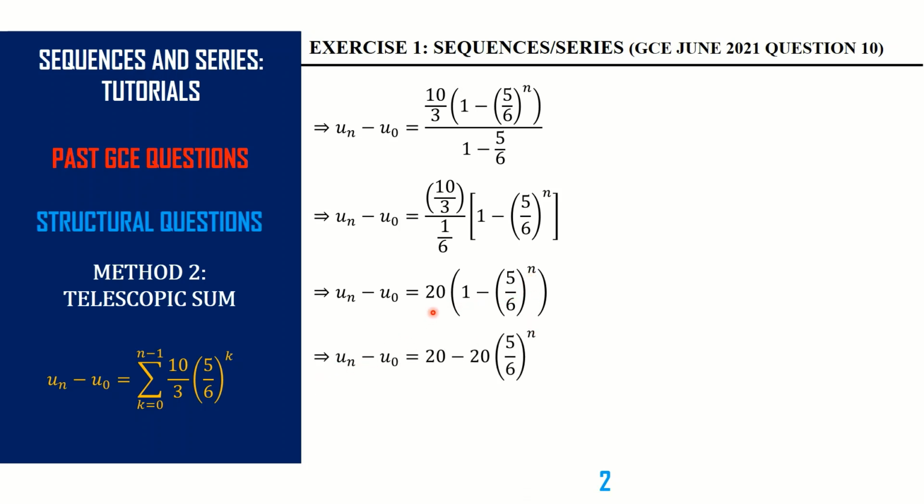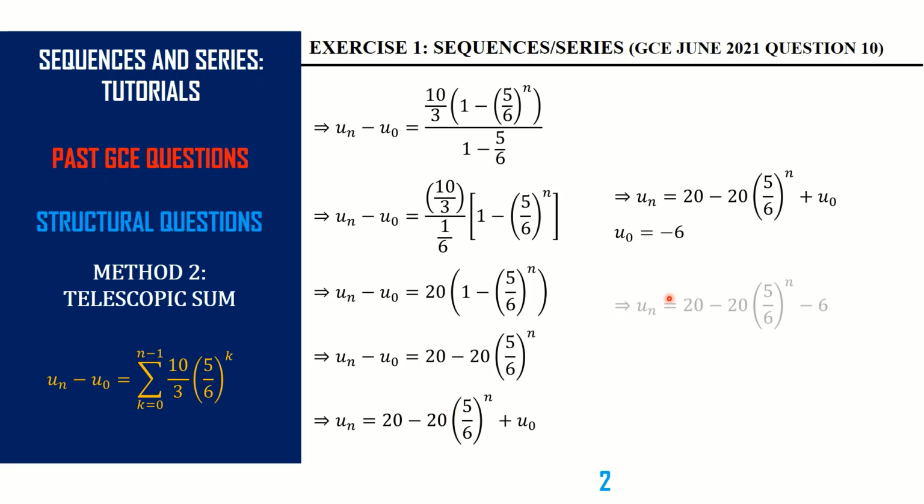Alright, so we can distribute the 20. We get un minus u0 to be 20 minus 20 times 5 on 6, all that raised to the power n. Since you are looking for un, you need to add u0 on both sides. But originally we knew that our u0 is negative 6. It means that our u of n will be 20 minus 20 times 5 on 6 raised to the power n plus negative 6, which is the same as minus 6. 20 minus 6 is 14. So our proof comes out automatically. Our u of n is equal to 14 minus 20 times 5 on 6, all that raised to the power n.